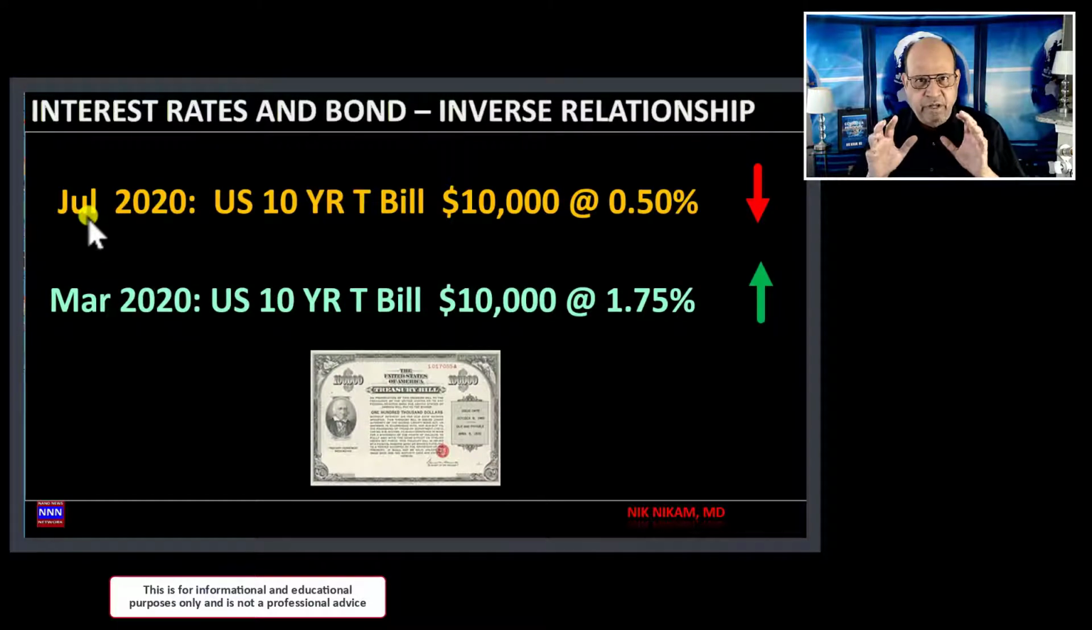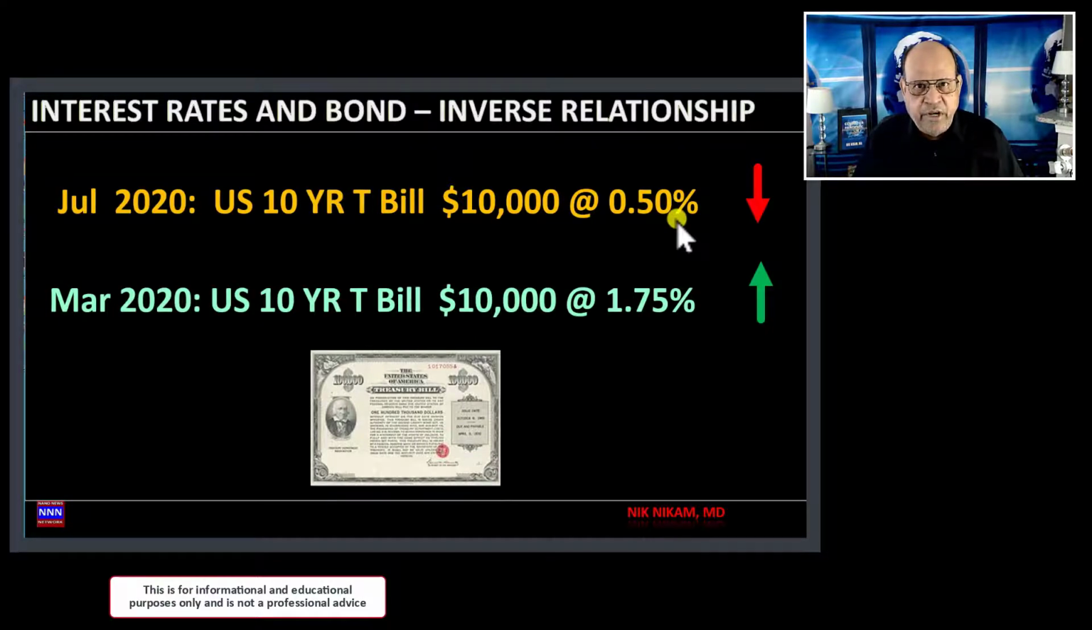Okay, let's assume for a moment that you bought a $10,000 worth of July 2020 treasury bill at interest rate 0.5%. But today, the interest rate is 1.75% for the same 10-year treasury bill. That means nobody is going to buy your treasury bill for the same money you gave, because if they go and buy a new treasury bill in the market today for $10,000, they will get 1.75% interest. So why would they ever buy your treasury bill for an interest return of 0.5%?